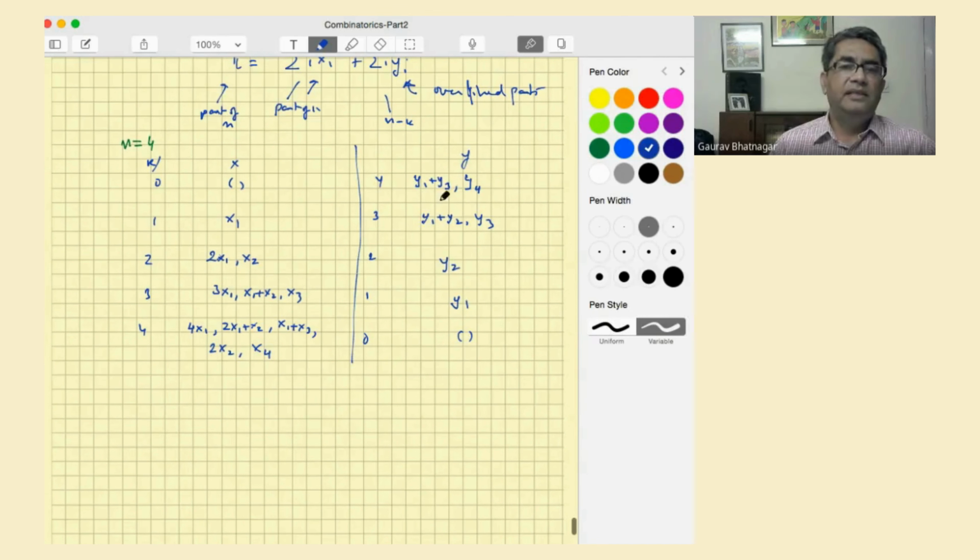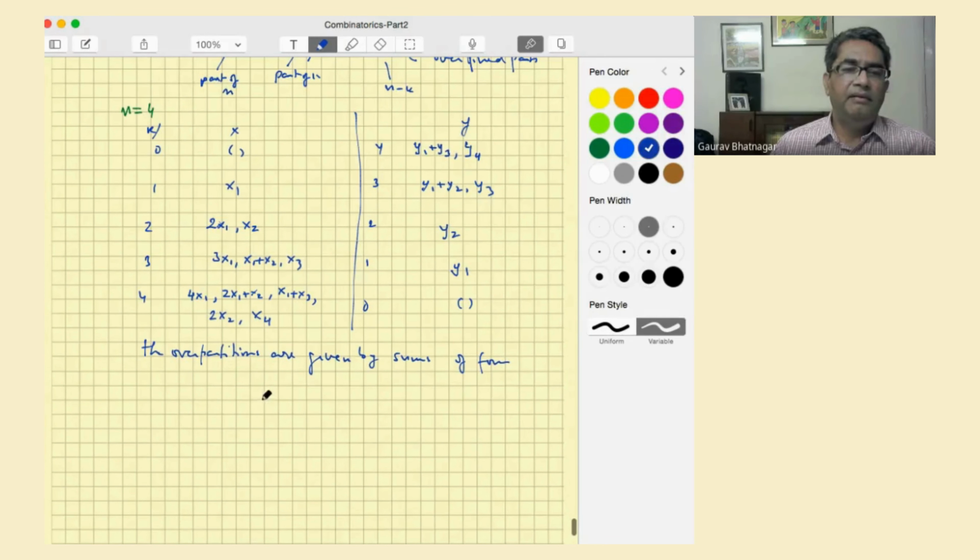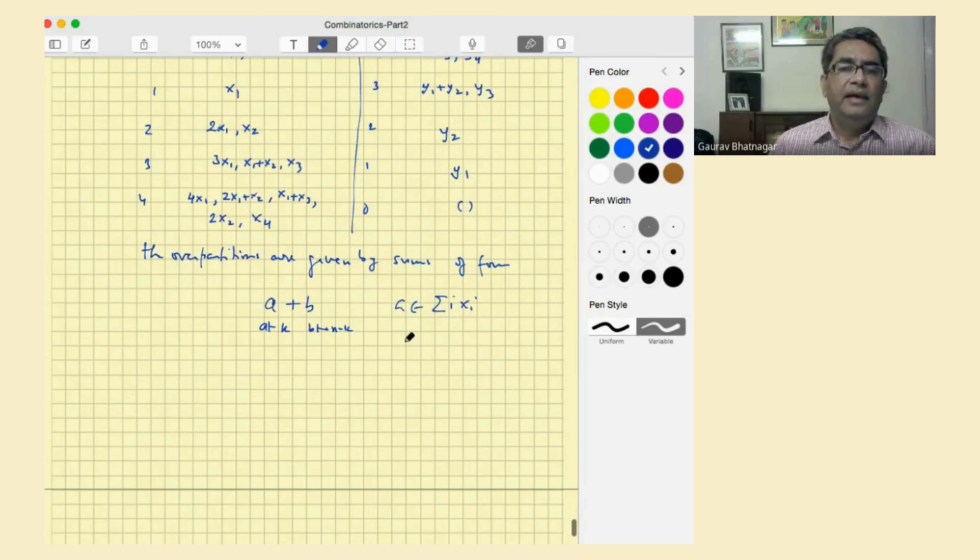Right, so the overpartitions are given by sums of the form A plus B, where A is in this set, summation IXI, where A is a partition of k and B is a partition of n minus k, and B is equal to some IYI.